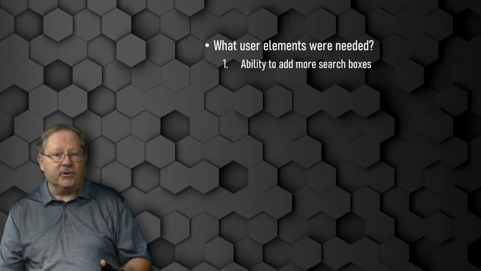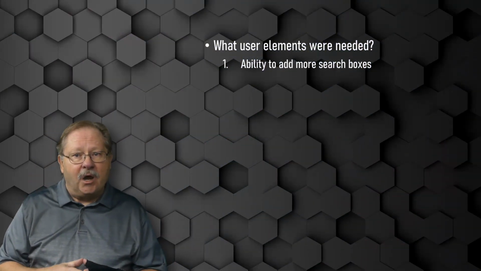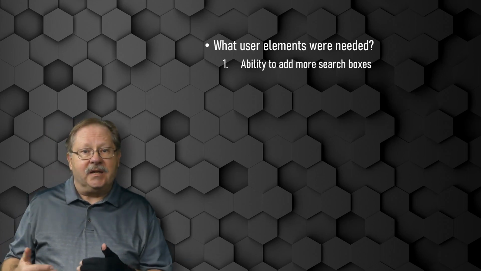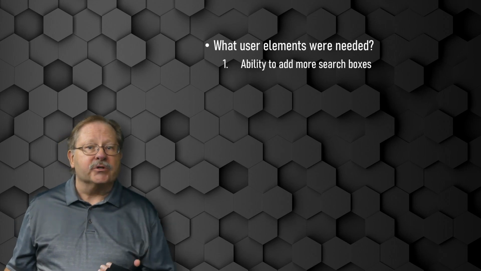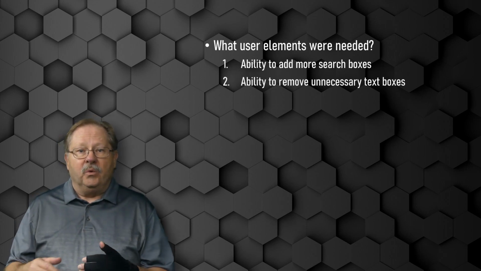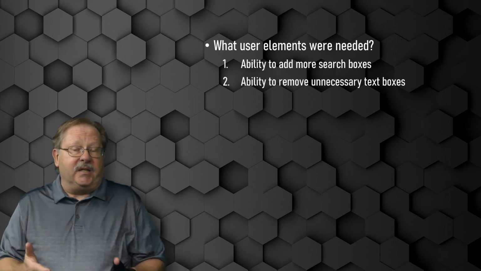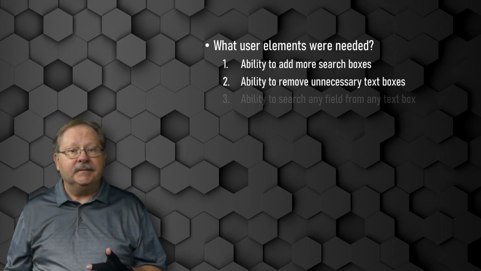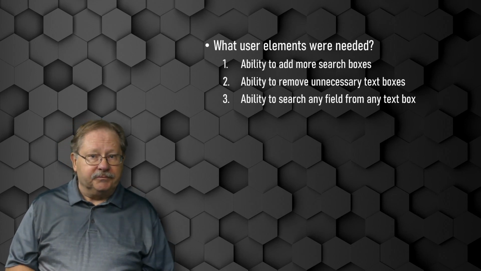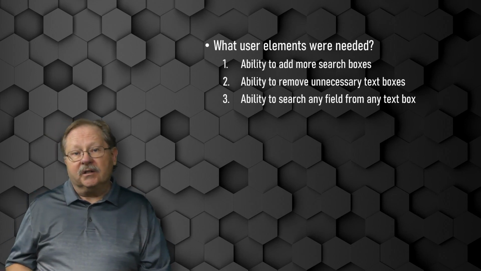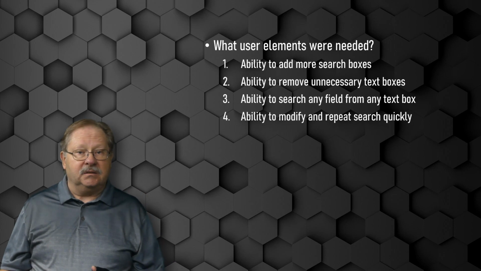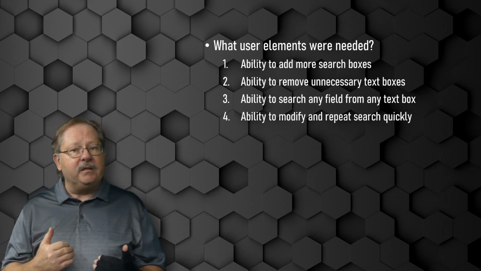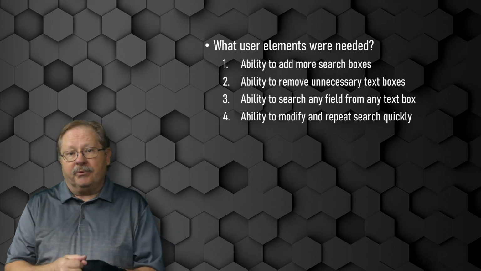The first thing to determine in our little project here is how many user elements we need to include. The first item is that they needed to have the ability to add more search boxes. When the user added search boxes that they no longer wanted, they needed the ability to remove those boxes. They needed also to be able to search any field from any search box. And they need also to be able to modify and repeat the searches quickly so they can perfect the data that they wanted.